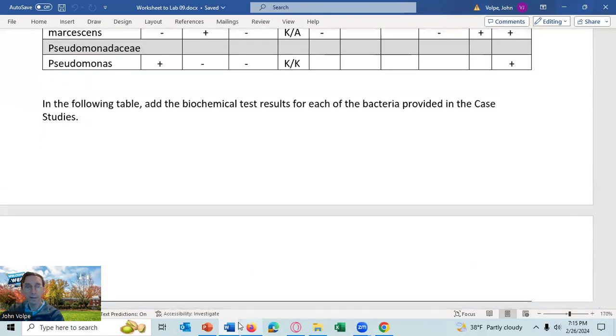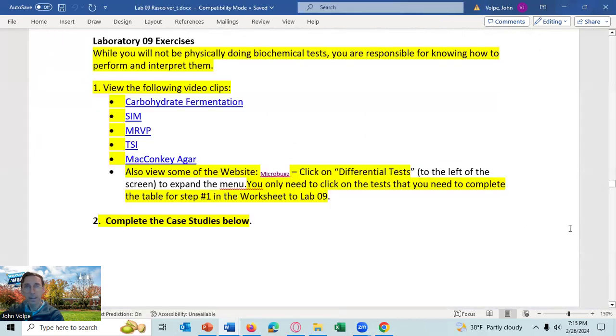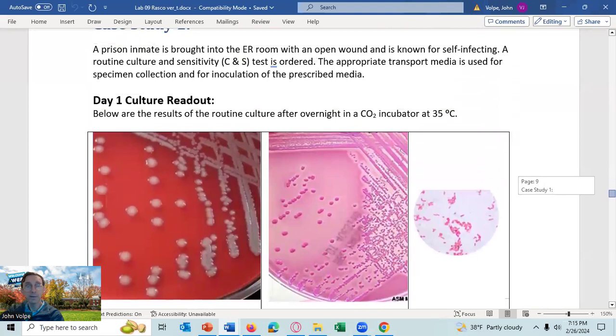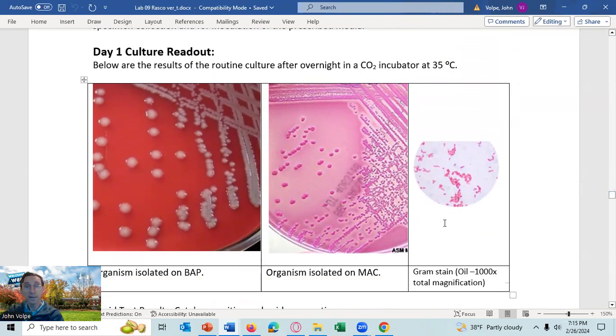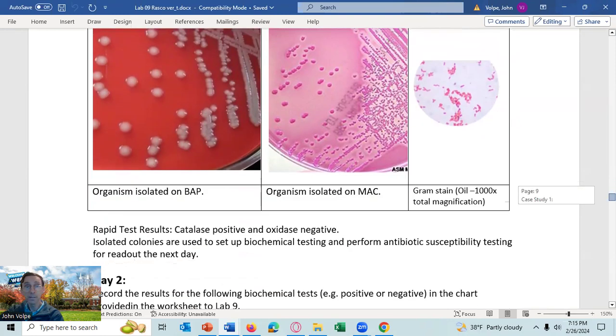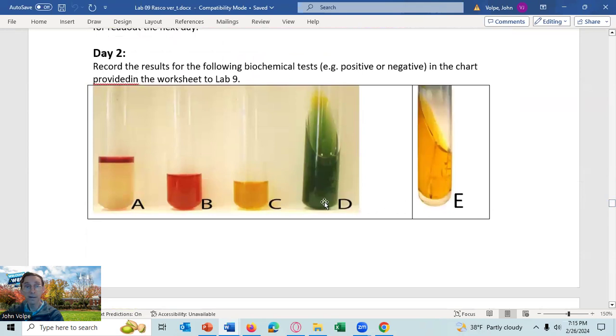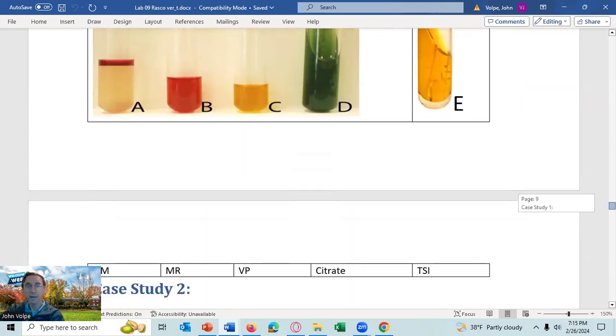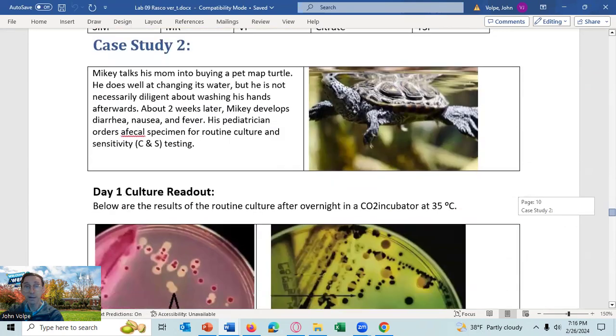Let me see where I've got the case studies. I might have it at the back here. Yeah, I do. It's on the back here. So for case study 1, you can read it, but there's the different tests they're running on case study 1. And there's some tests on day 2, case study 1. You have to scroll down to get what this is. Sorry, this broke on the page, but this is the SIM tube. So that test, the MR test, the VP test, the citrate test, and then the triple sugar iron test. And then move down to case study 2.